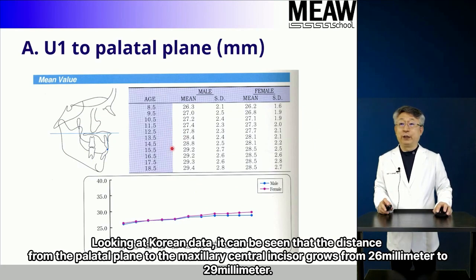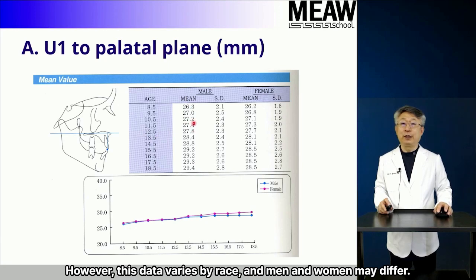Looking at growth data, it can be seen that the distance from the palatal plane to the maxillary central incisor grows from 26 mm to 29 mm. However, this data varies by race, and men and women may differ.